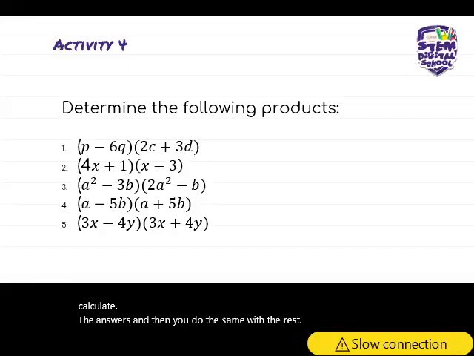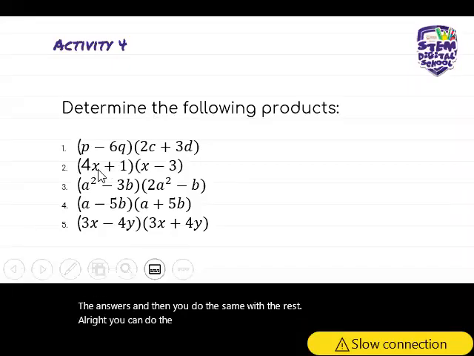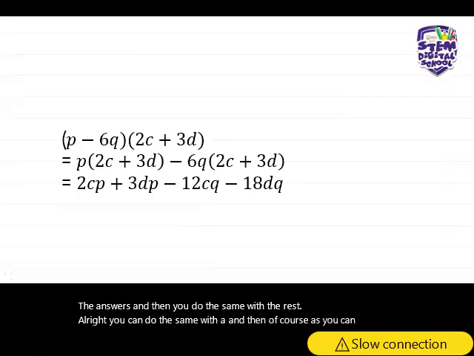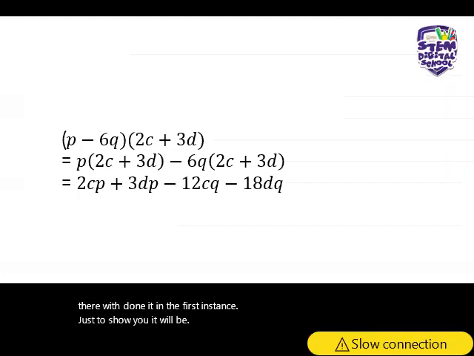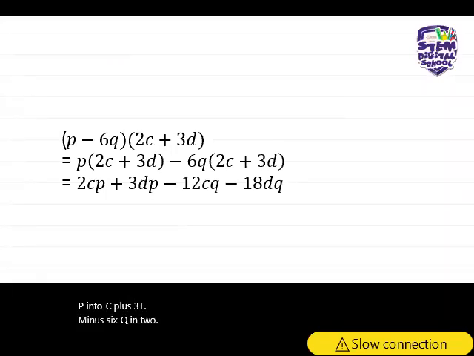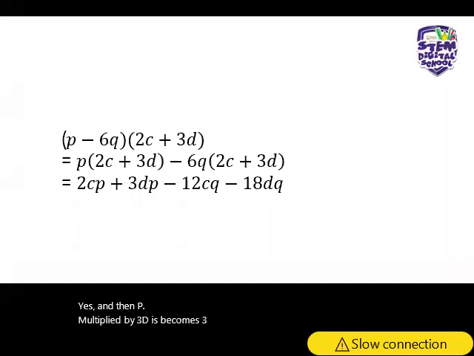All right. You can do the same with A. And then, of course, as you can see there, we've done it in the first instance, just to show you that it will be P into 2C plus 3D minus 6Q into 2C plus 3D. And thereafter, you just break the brackets. The first one, P by 2C, becomes 2CP. And then P multiplied by 3D becomes 3GP, as you can see.